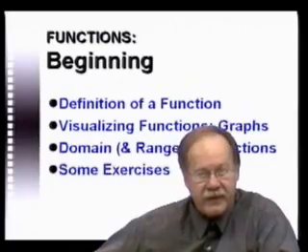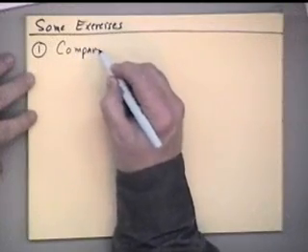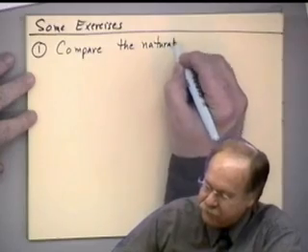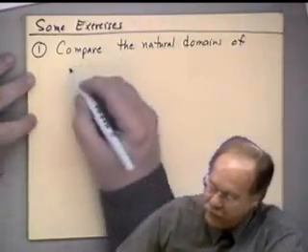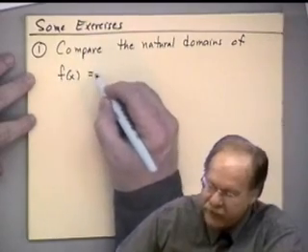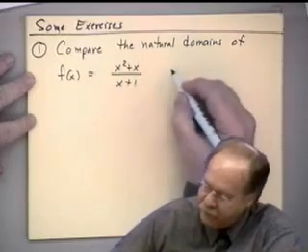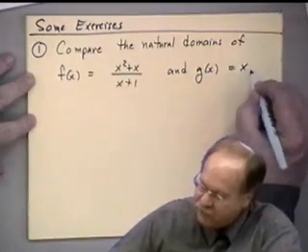Now for a couple of exercises. The first one is the following. Compare the natural domains of the following two functions. f of x equals (x squared plus x) over (x plus 1), and g of x, the other function, which is just the function x.